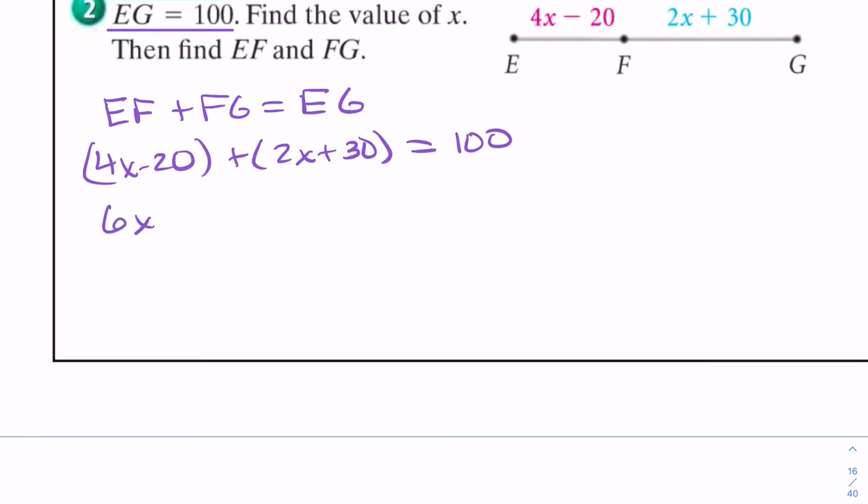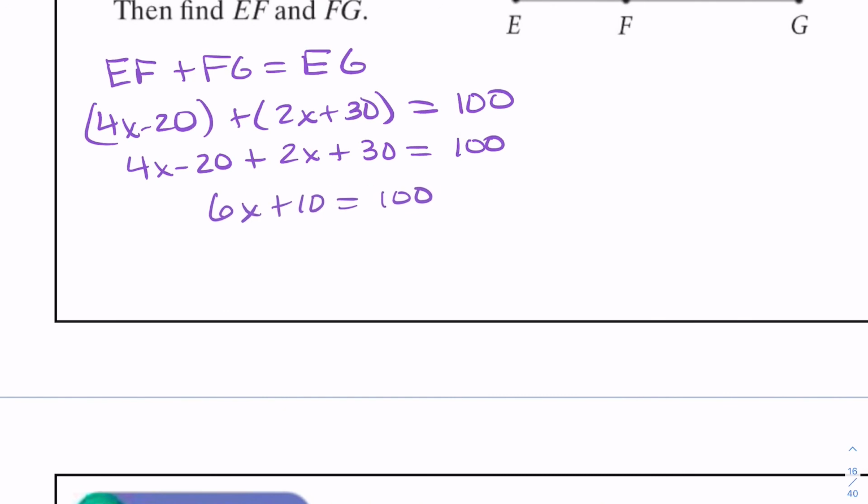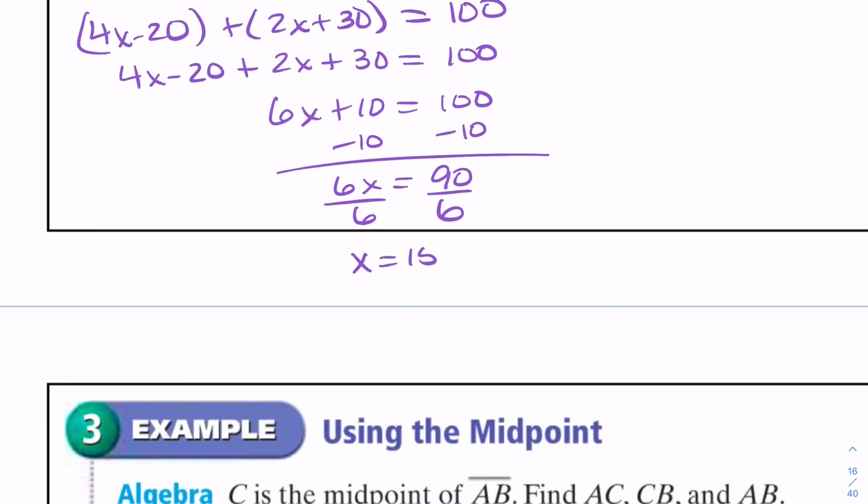All right, 6x, 30 minus 20 is 10. You know what? I'll write that step out. I'm just going to break it out of its parentheses because they're not needed. Okay, combine like terms. Subtract. And divide, and we get x is 15.